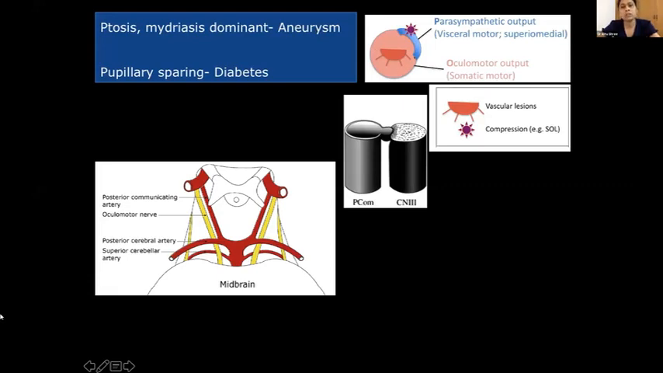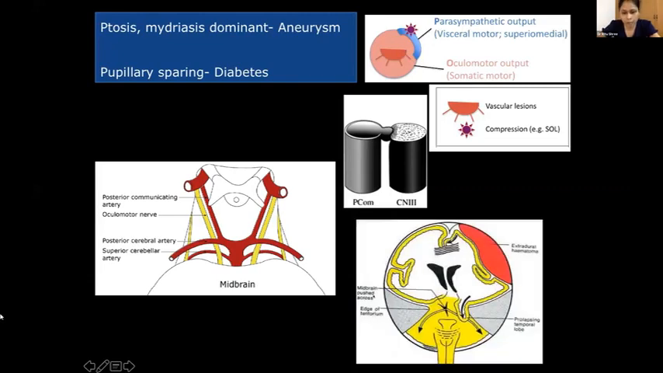What happens in diabetic ischemic third nerve involvement? The vasa nervosum affects first the deepest layer of the nerve. So the deepest fibers go first, and thereby the superficial pupillary fibers are spared in an ischemic third cranial nerve palsy. So this point is important here.